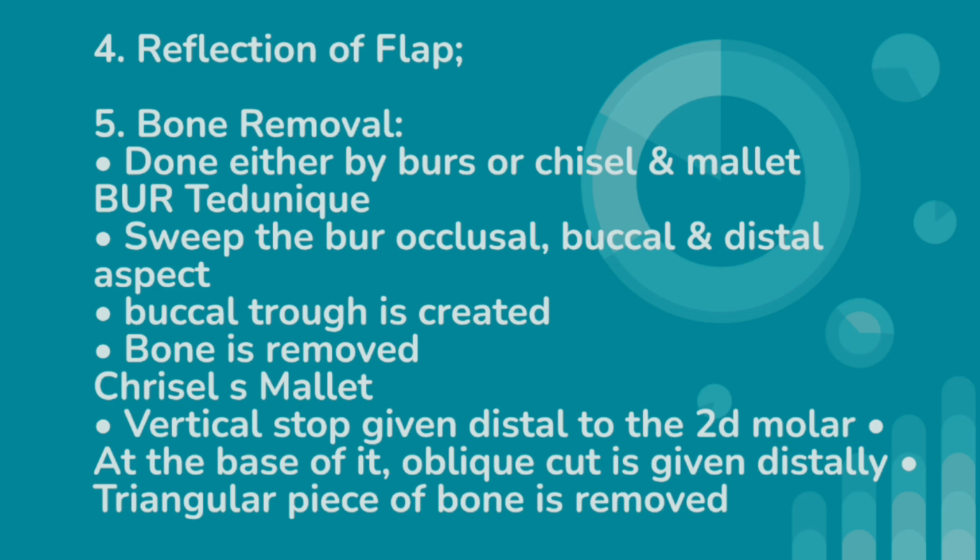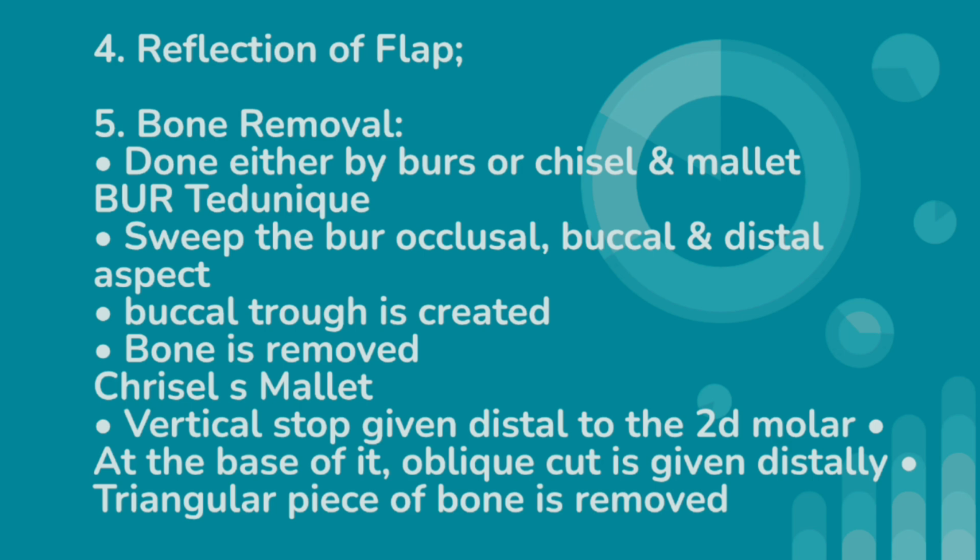Next, after the incision, you will go for the reflection of the flap. Then after that, bone removal. If any bone is present, how will you remove it? There are two methods. One is the chisel and mallet technique and the other is the burr technique. These are the two methods. You can follow any one, whichever you feel is easy.